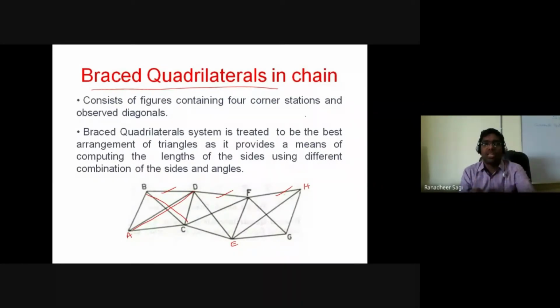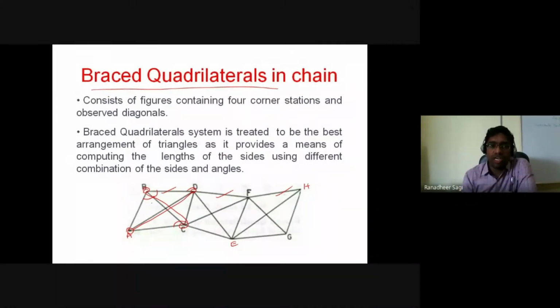When you are looking at this braced quadrilateral, you have 4 corner stations for each braced quadrilateral. Let's say A, B, C, D. So 4 corner stations and observed diagonals. So you are also going to be measuring with respect to each of the triangulation station positions. So it's not just that you are measuring the angles, this angle as well as this angle. So angles with respect to the diagonal positions are also measured with the help of your theodolite. Then only we are going ahead in computing the other lengths of your members.